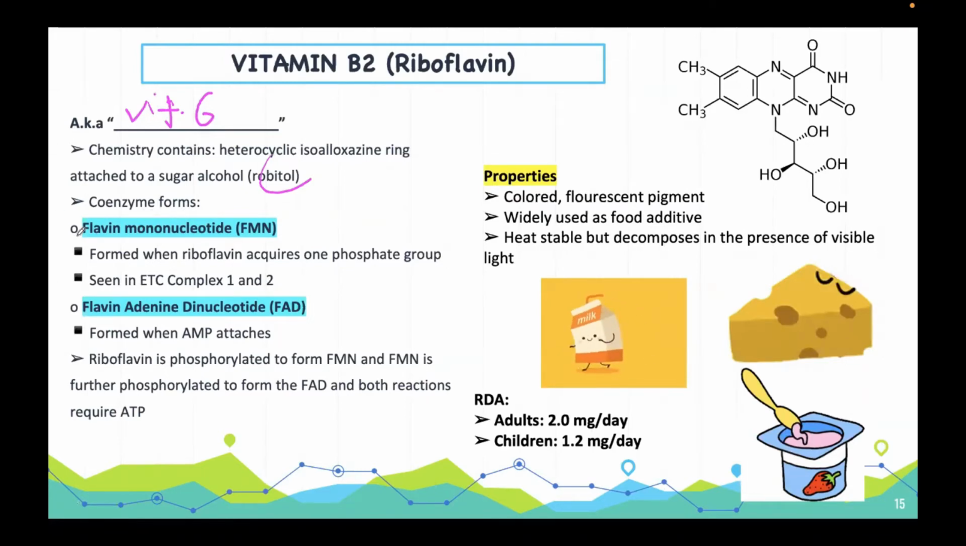So let us discuss first your flavin mononucleotide or your FMN. It is formed when riboflavin acquires 1 phosphate group. Okay, yung FMN natin, it is an important cofactor in your NADH dehydrogenase. Again, FMN is an important cofactor in your NADH dehydrogenase. Next, your flavin adenine dinucleotide. It is an important coenzyme in your glutathione synthesis. And mainly, this is being utilized in the Krebs cycle.